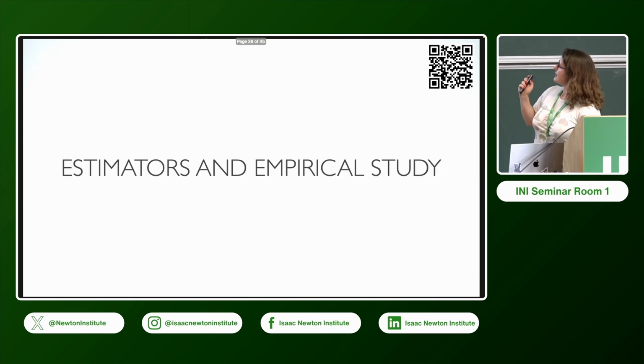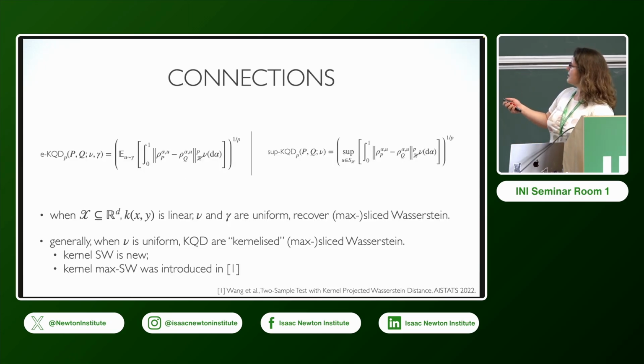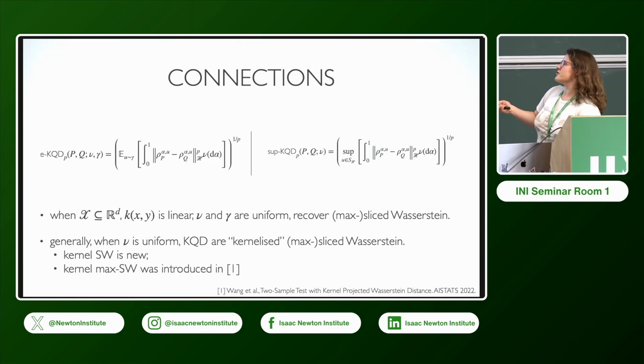And yeah, now we'll be considering estimators of expected kernel quantile discrepancy, primarily because we want to avoid the complexities of optimizing for the supremum. But if you're interested in that, there is a paper that considered it, and their estimator can be used beyond uniform nu, so that would be fine.